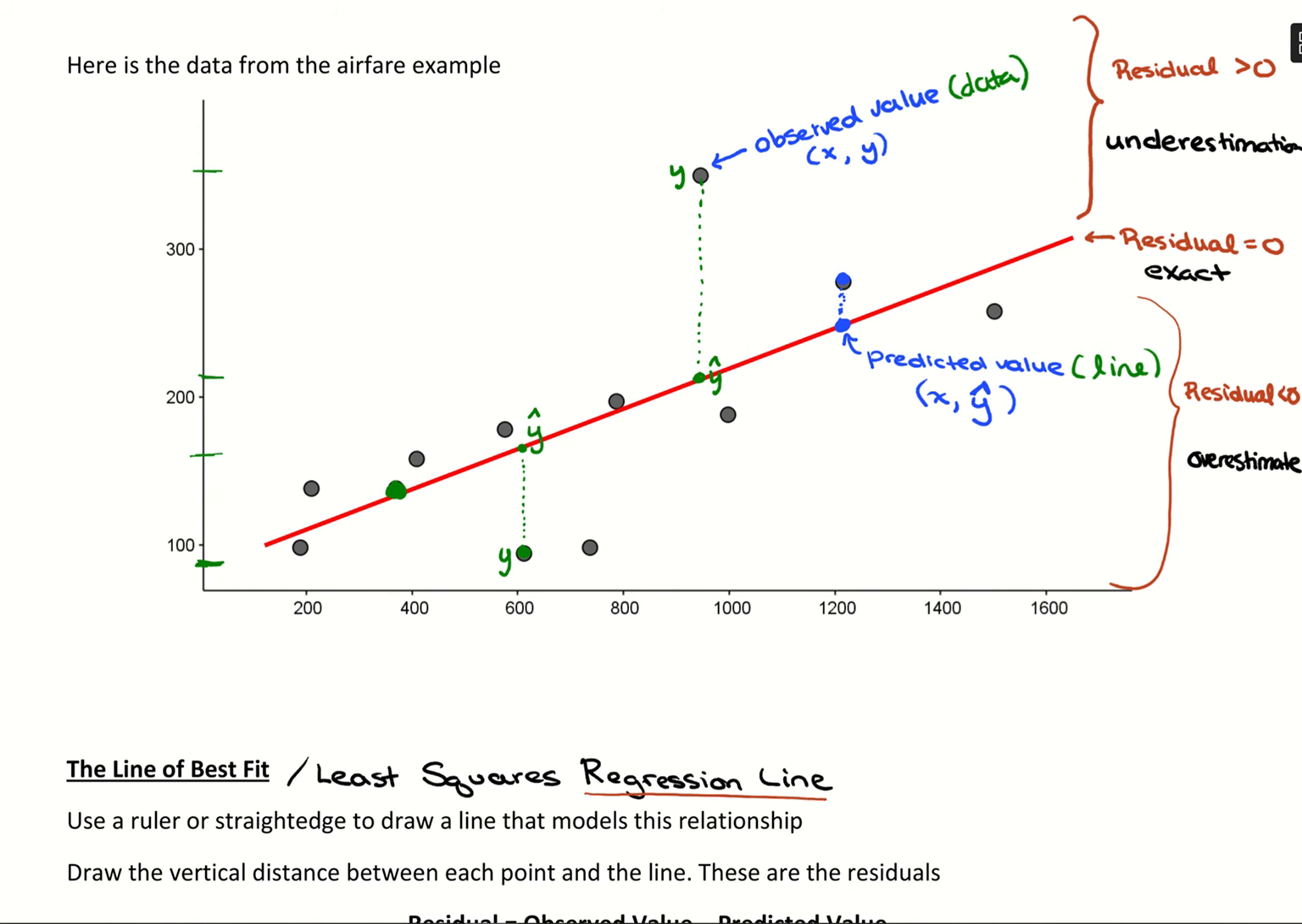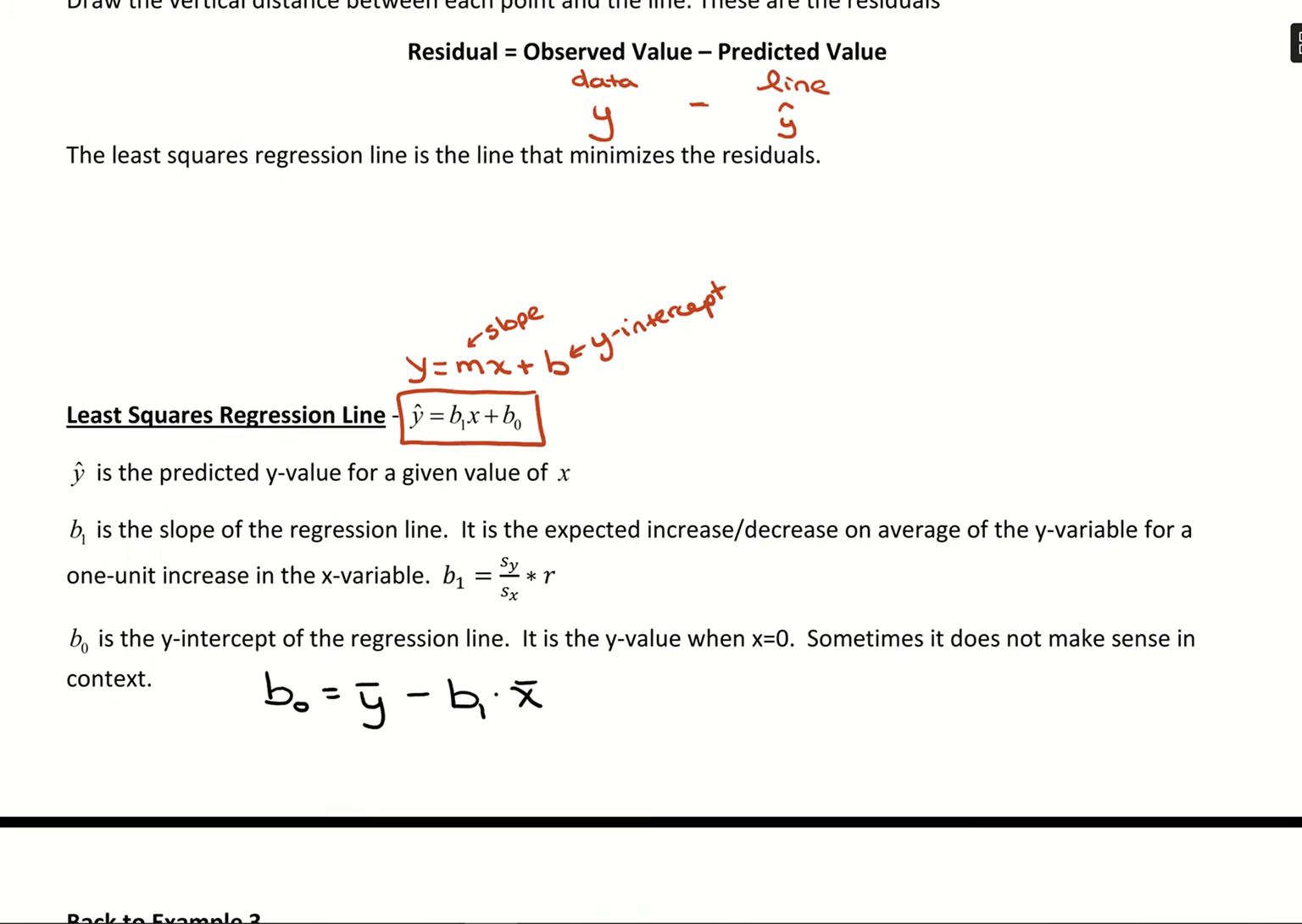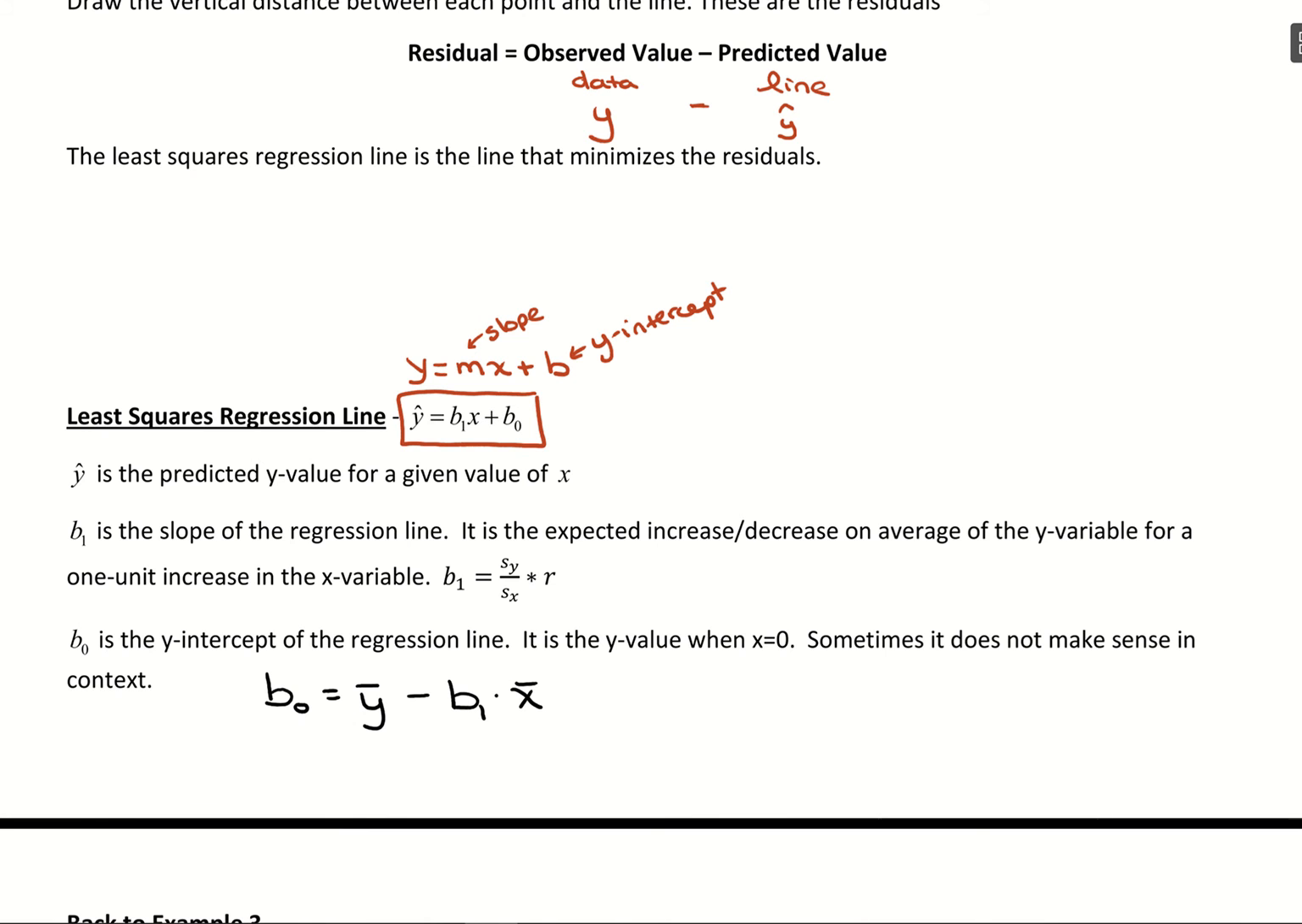So when you find this residual, what you can do is, when making a sentence, describe it as an underestimate, overestimate, or maybe it was exact. The exact scenario doesn't happen too often, but if you get that residual of exactly 0, that's how you'd interpret it.